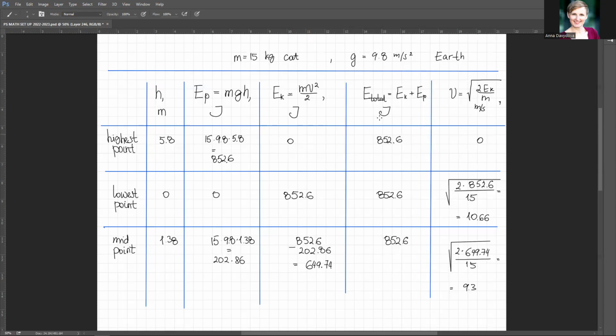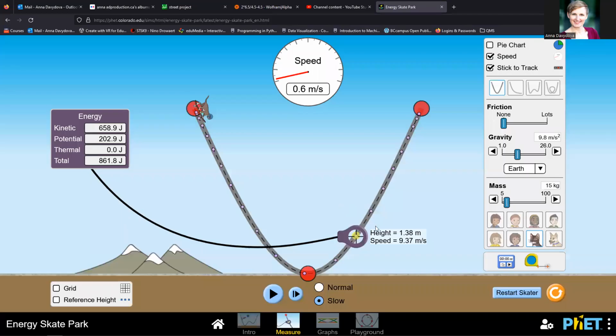Total is still the same. This is the most interesting column that does not change. The energy does not disappear. It just converts from kinetic to potential across the track. And now I can calculate the speed, square root of 2 E kinetic divided by mass. I just figured out that E kinetic is 649. So I put this into the formula here, divide by 15. I get about 9.3 meters per second, which is, according to the measuring tool, exactly correct.